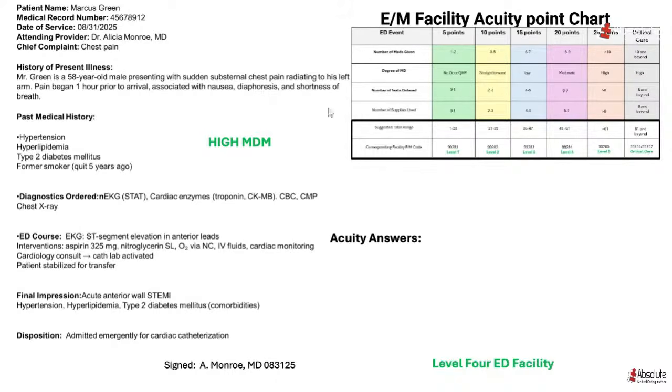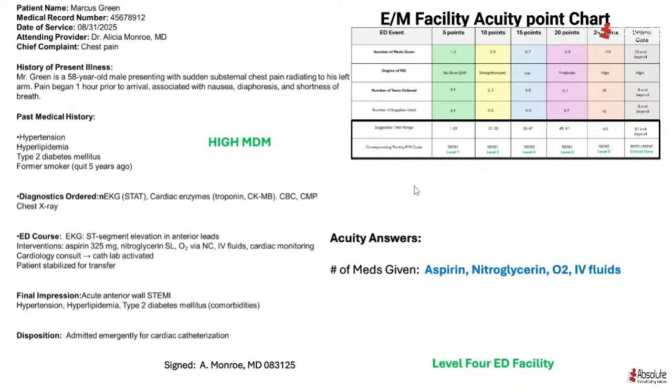All right, so now it's time for us to go ahead and score this facility. And we've got the evaluation and management level. It's high MDM. Now let's go ahead and score our facility. We're going to use this E&M facility acuity point chart, and we need to answer the following. What are the number of meds given? What is the degree of the MDM? What are the number of tests ordered? The number of supplies used. We're going to add it up and we're going to get our level.